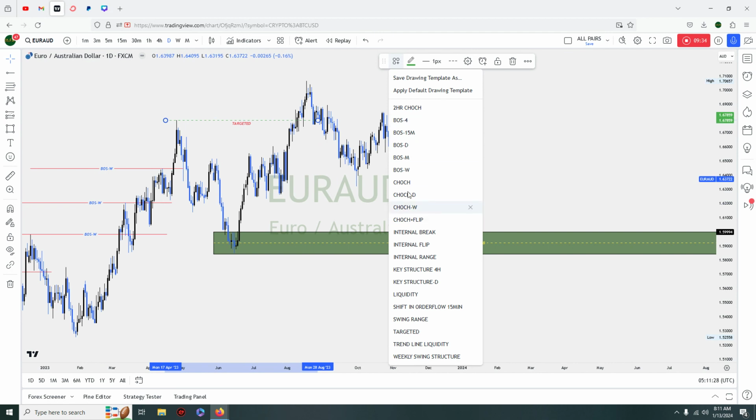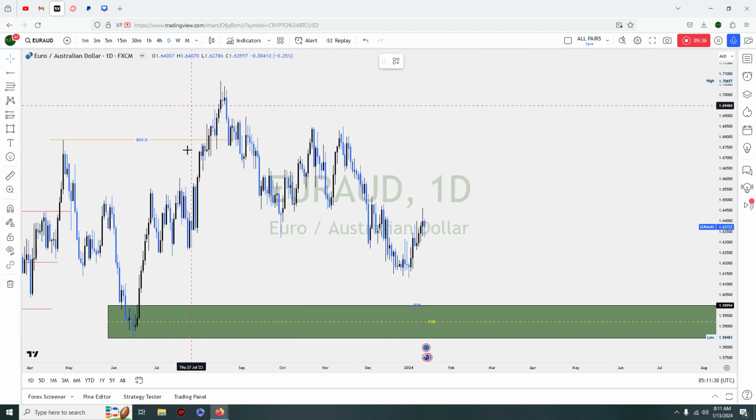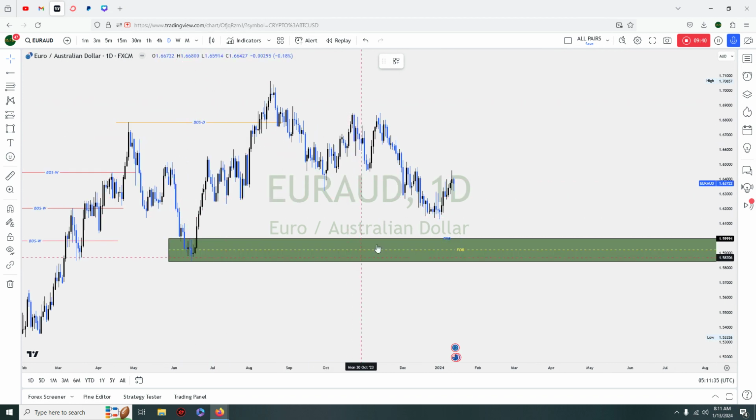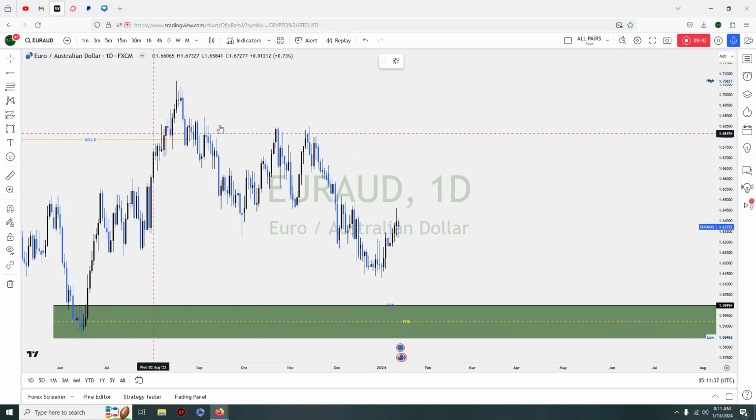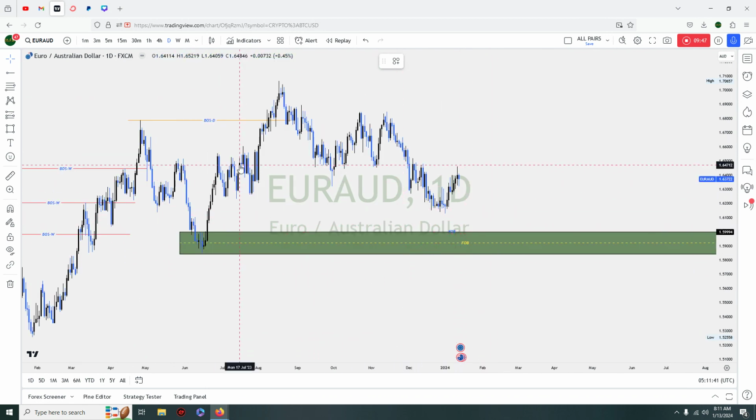Break of structure on the daily. Now officially we have a break of structure on the daily, and what you're seeing is that the market is yet to come back to this level. So we have other internal breaks. We have internal breaks that seem to be pushing the market to this level.